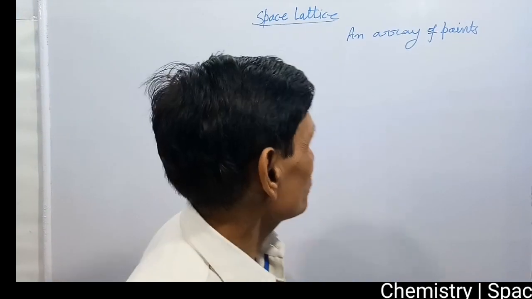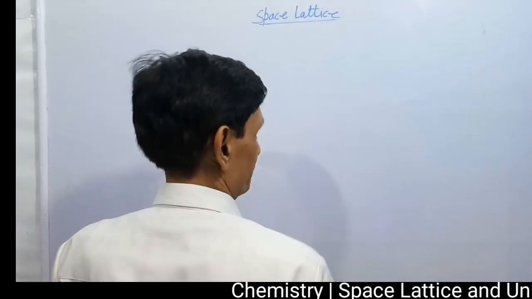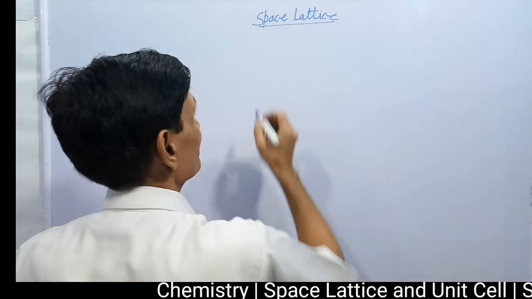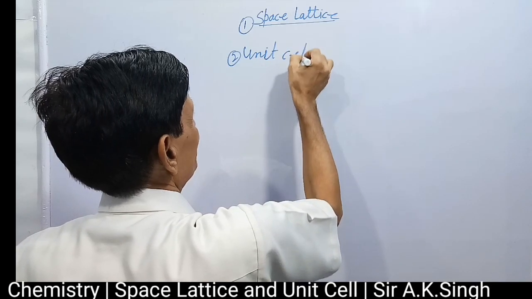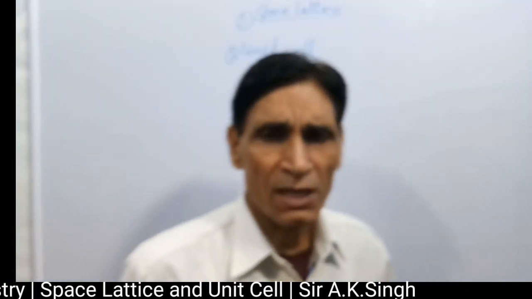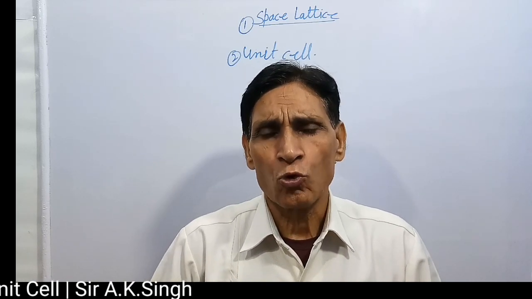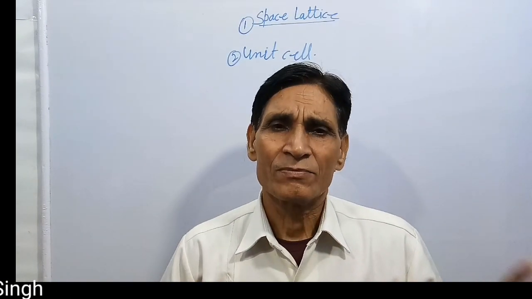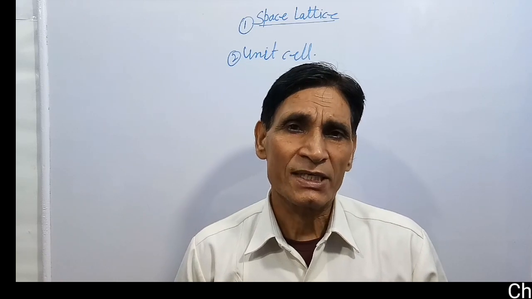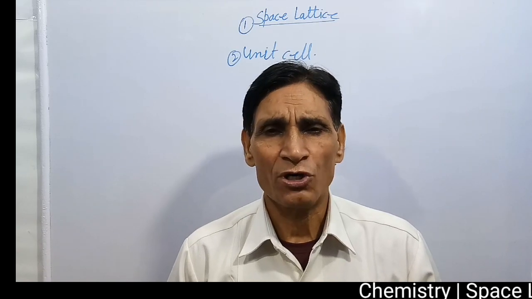Now, next I am going to tell you about unit cell. The smallest portion or smallest unit which, on repeating its own dimension over and over again in three dimensions or in different directions, generates a new crystal lattice is called unit cell.